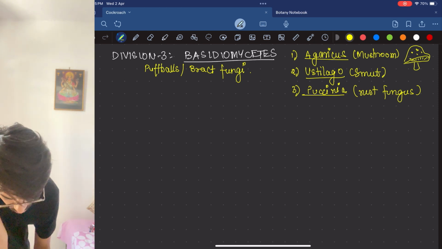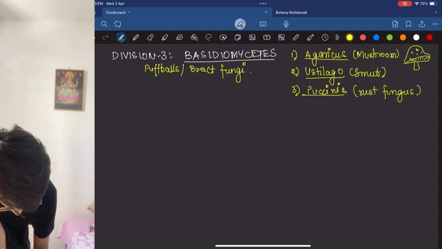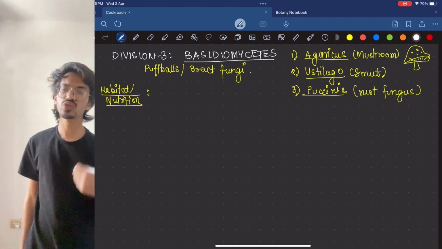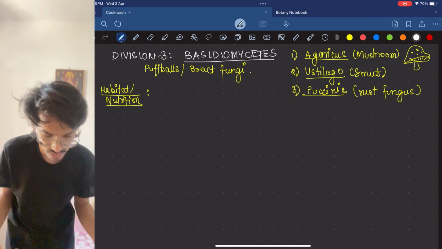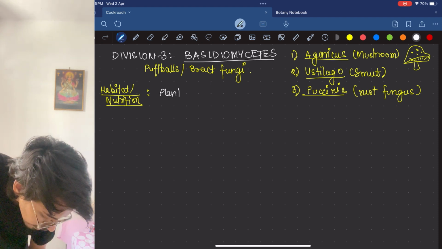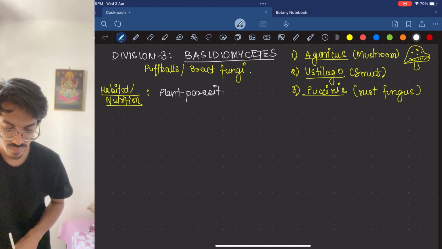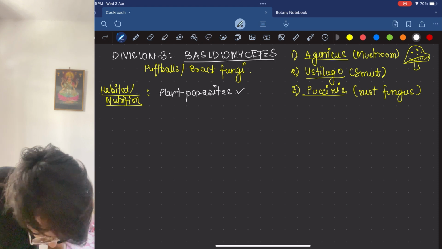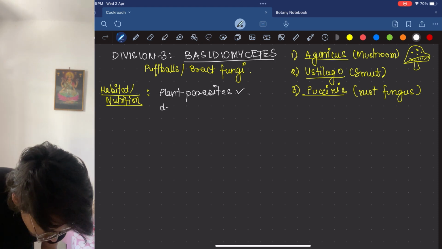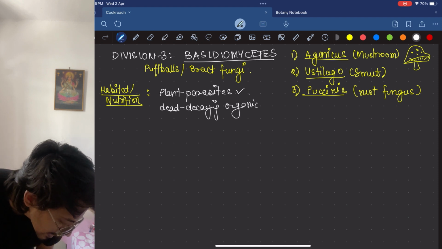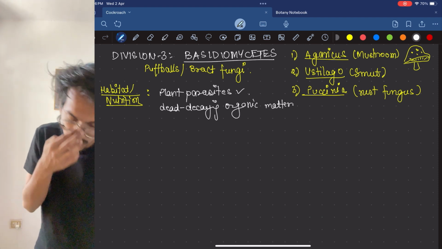Now the next thing is where it grows. Okay, so habitat and nutrition. If we're talking about this topic, then they grow on the soil, log, and as parasites on other organisms. So everywhere they are present. Mostly they are plant parasites. Then we know that mushroom can grow anywhere, in the log, dung, and everywhere. So it can grow on dead decaying organic matter. Don't get confused.